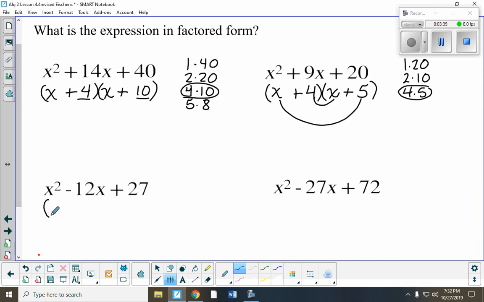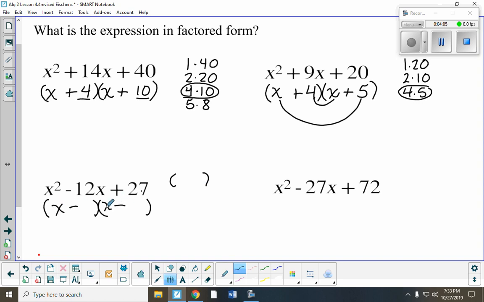Now let's look at the next one. In this one we see it's a little bit different because there's a negative right here. We still have a positive 27, but remember with factors, a positive times a positive gives you a positive, and a negative times a negative will give you a positive. And two negatives add up to a negative, so we're going to want to put negatives for both of these.